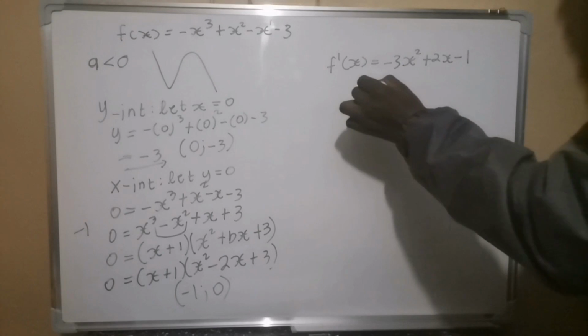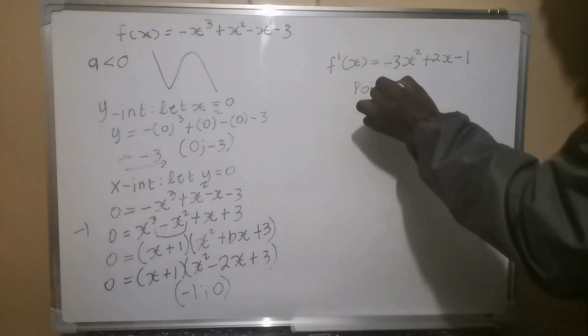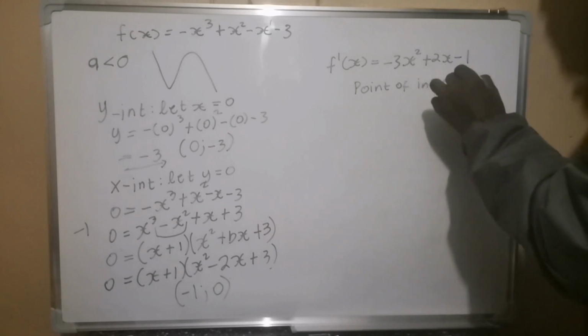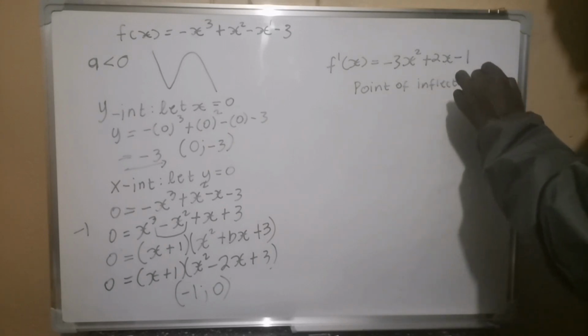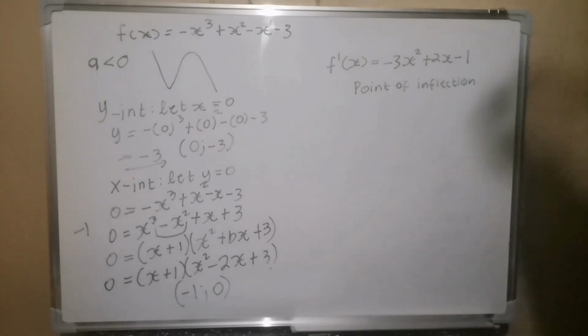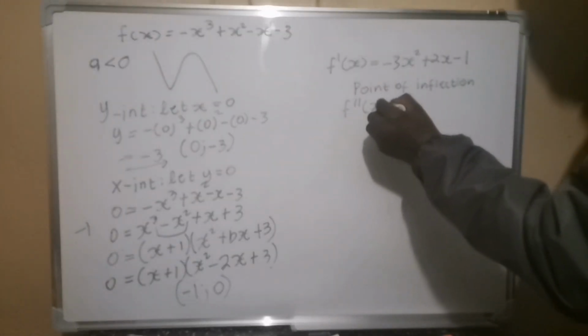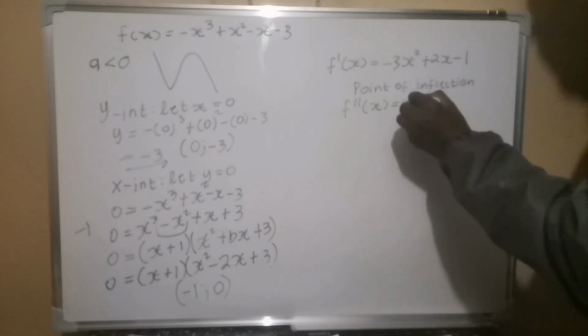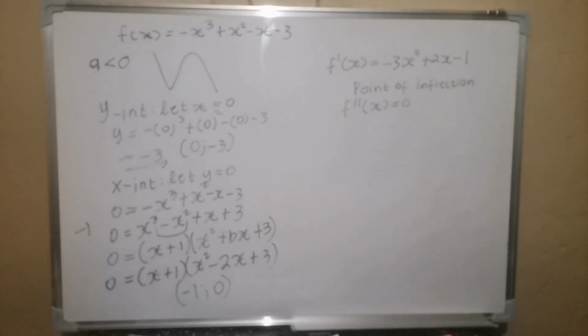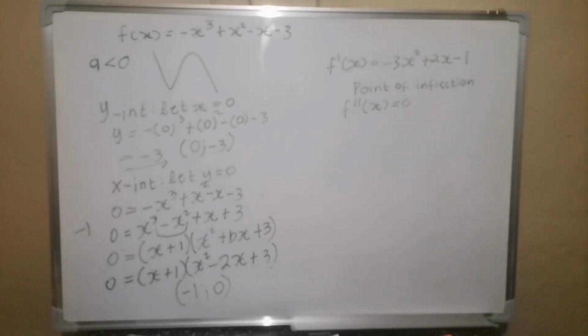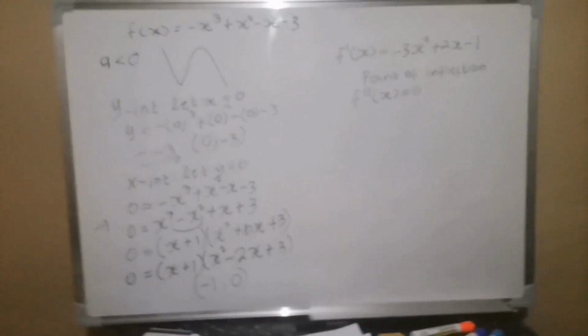Then the point of inflection. You know that the second derivative should be equal to 0. That's the principle of finding the point of inflection.